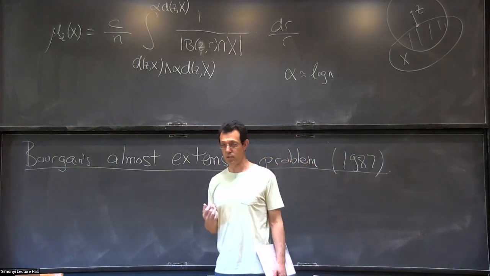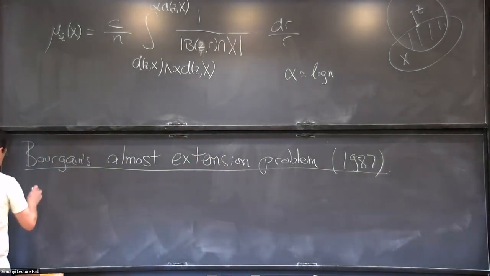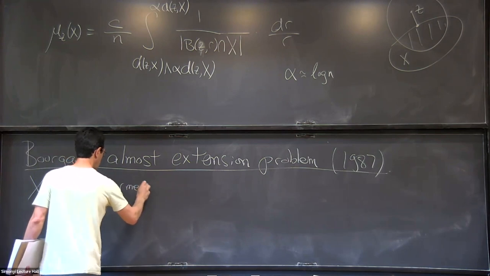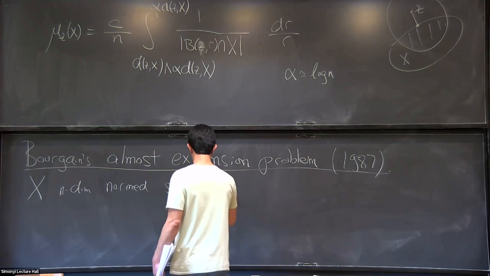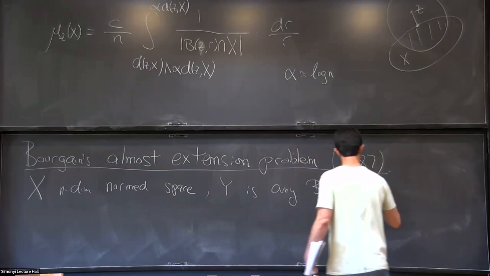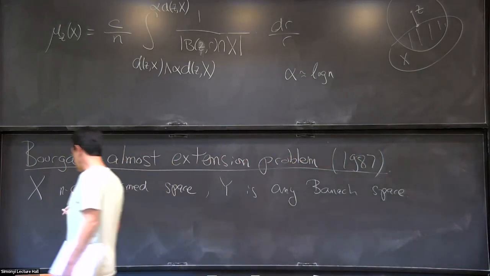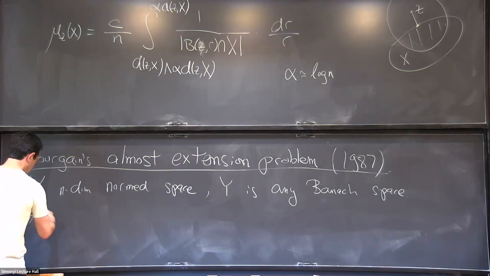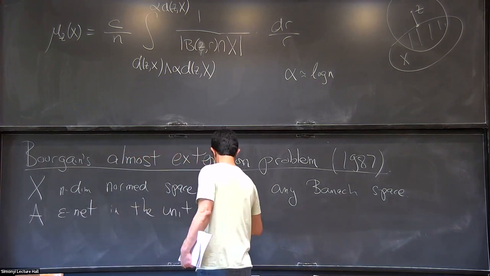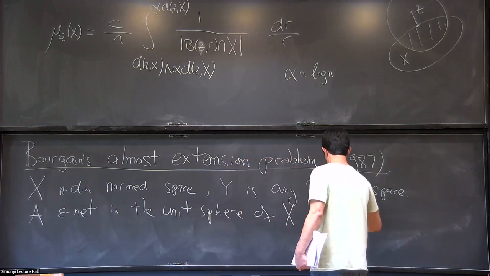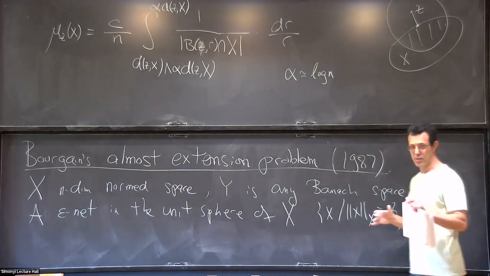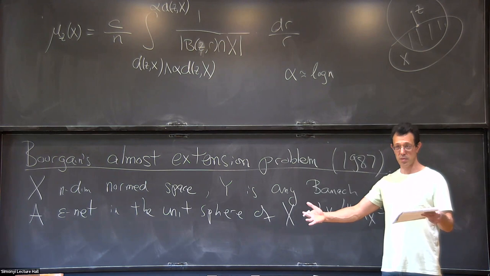So there's an obvious version of the Lipschitz extension problem. Let's deal with X, a Banach, let's say, n dimensional normed space. Y is any Banach space. Let's just take A to be an epsilon net in the unit sphere. It's a finite dimensional space. So extending from nets, this is really a useful thing. Very, very often in applications, you have something which is defined on a discrete subset and you want to extend from a net.